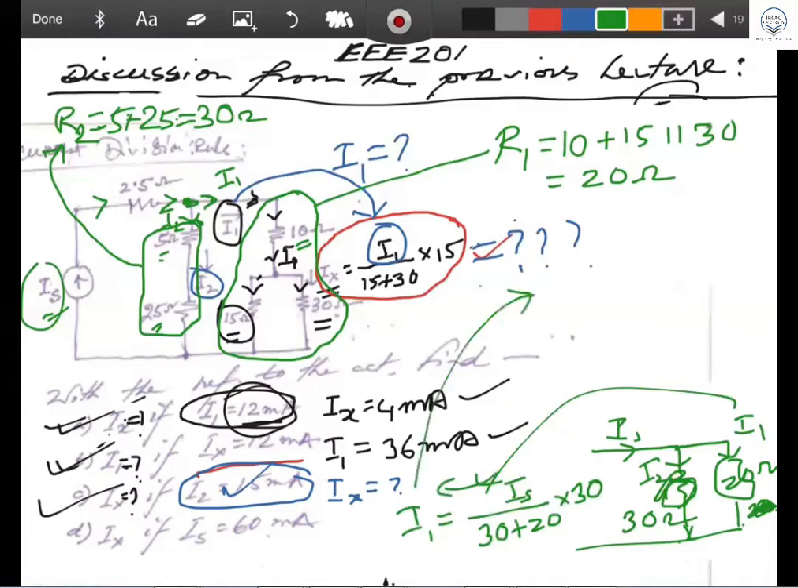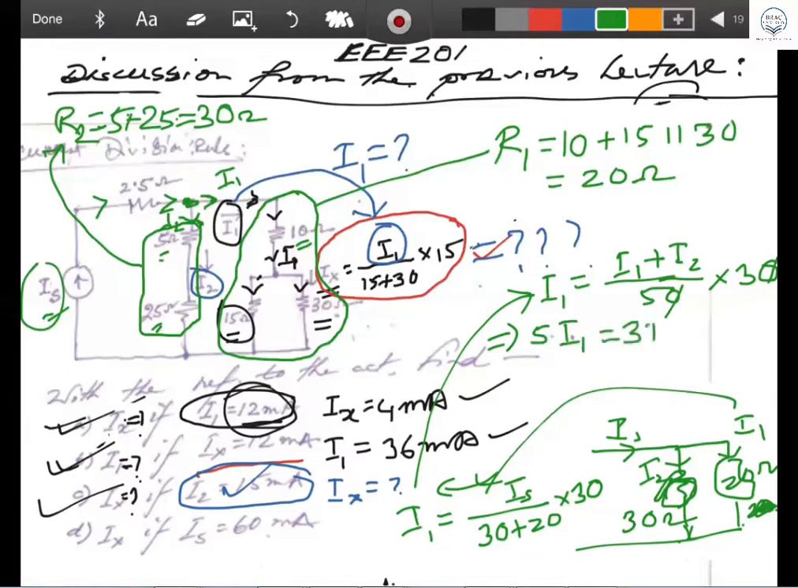Now, since Is is not given, you can write Is means I1 plus I2, and replace it here. 30 plus 20 is 50, and this is 30. So you can easily finalize it. What is the value coming there? 30 over 50, the 0 cancels, 3 over 5 is coming there. So you are getting 5I1 equal to 3I1 plus 3I2.